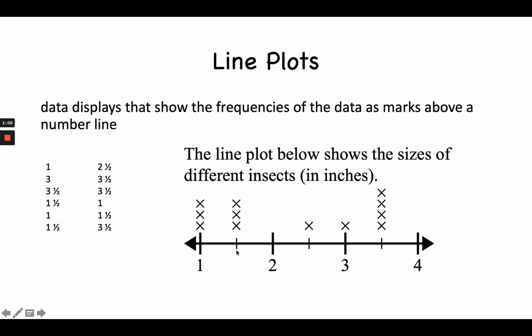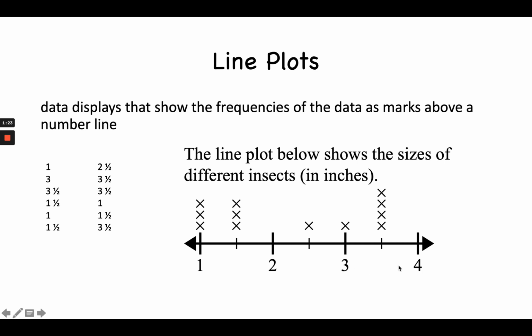Now, if I look at the 1 1/2 mark on my number line, I see 3 X's again. That means there were 3 insects that measured 1 1/2 in length. If I look at my 2 on my number line, I don't have any X's there. That means that none of our insects measured 2 inches.